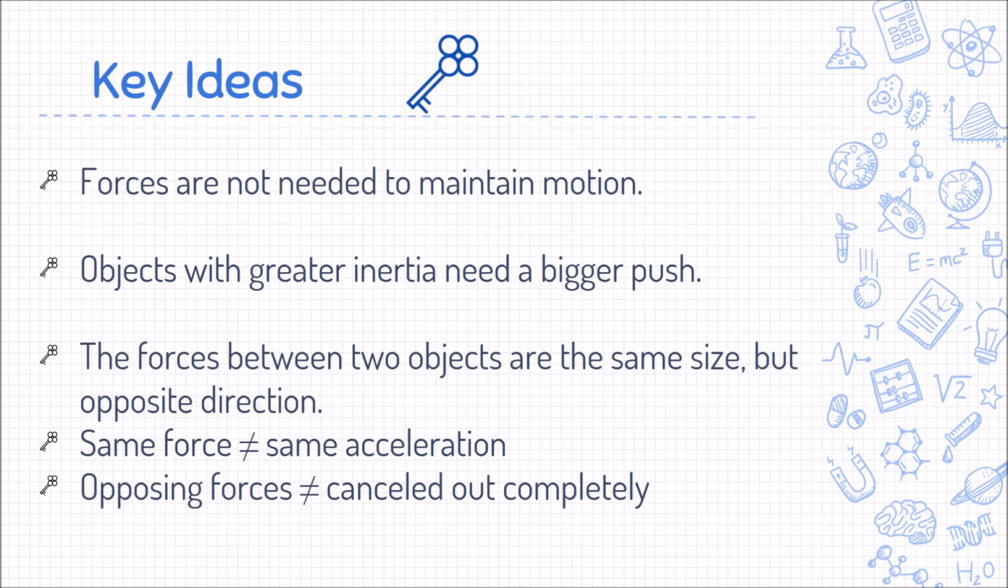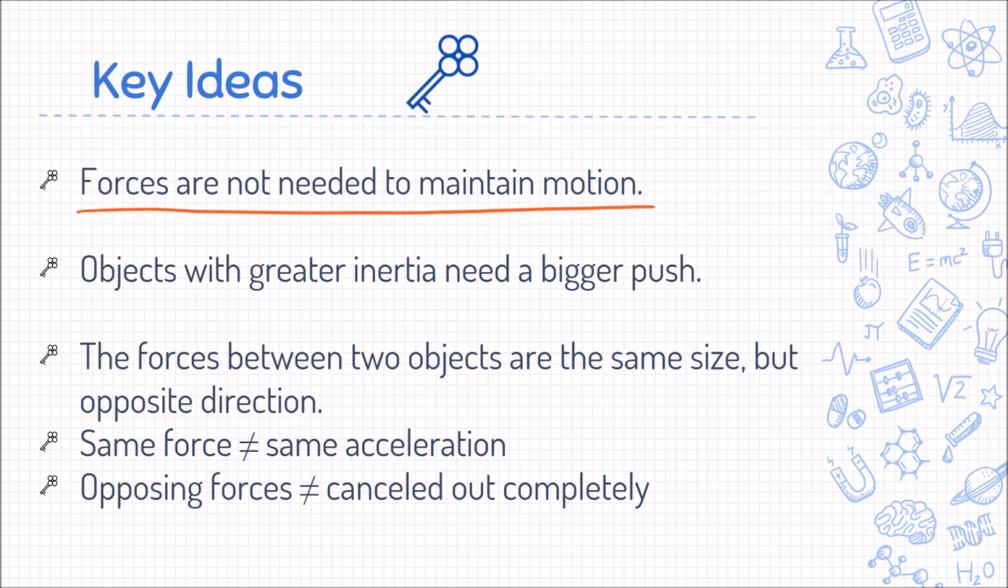So let's talk about what key ideas we've talked about with respect to Newton's laws. First was forces are not needed to maintain motion. That's Newton's first law. If we have an object that is moving, it will stay moving unless there is some force acting on it already. So when we roll something across the floor and it slows down, it's because there is already a force on it to slow it down.